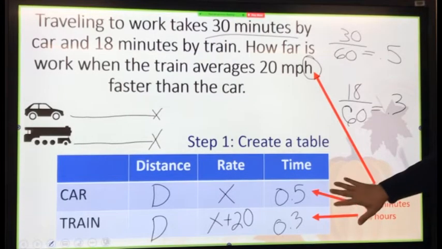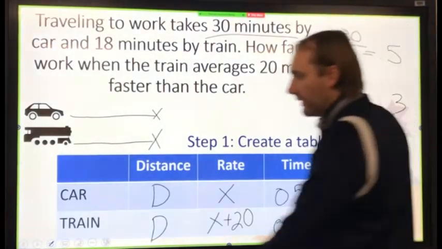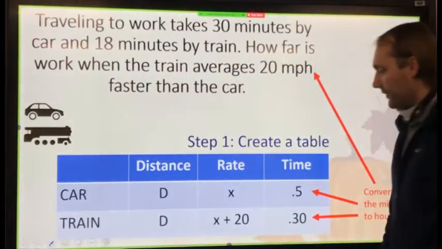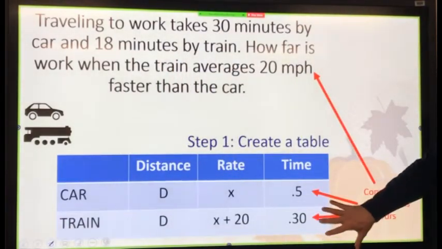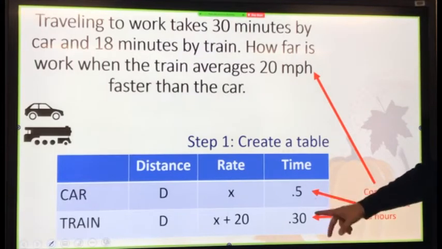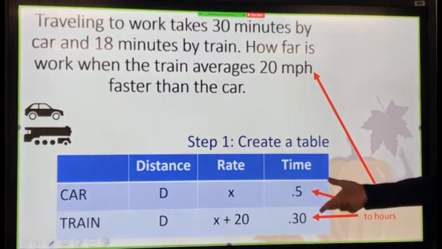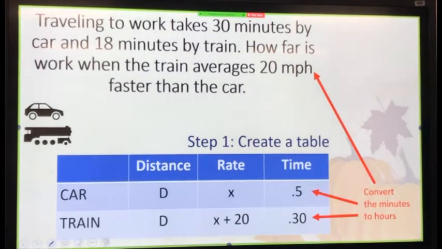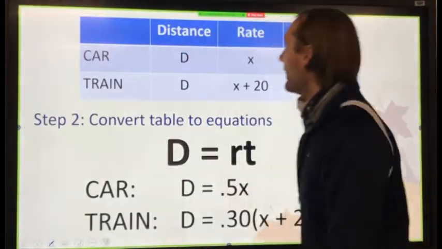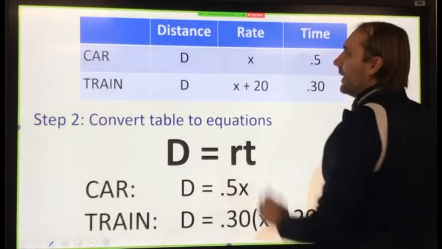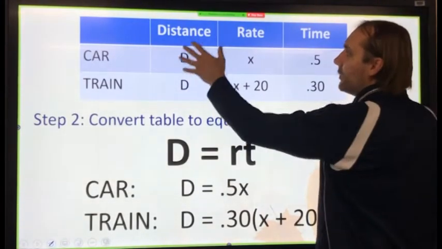So here's our table, all nicely neat and filled out. Anybody have any questions on how we got any of these values inside this table, especially with the conversions? Again, we're talking about miles per hour, so we have to do our time in terms of hours. All right, now that we have our table, it gives us equations.